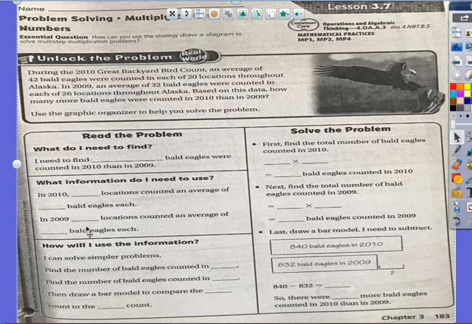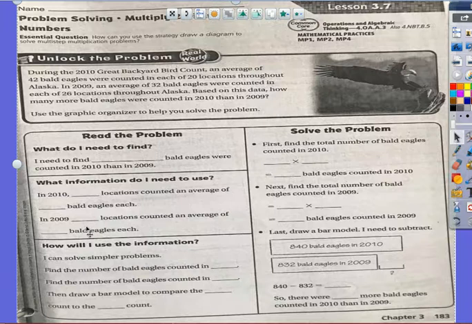Hey everyone, this is Unit 3 Lesson 3.7, Problem Solving and Multiply Two-Digit Numbers. Our essential question is, how can you use the strategy draw a diagram to solve a multi-step multiplication problem?